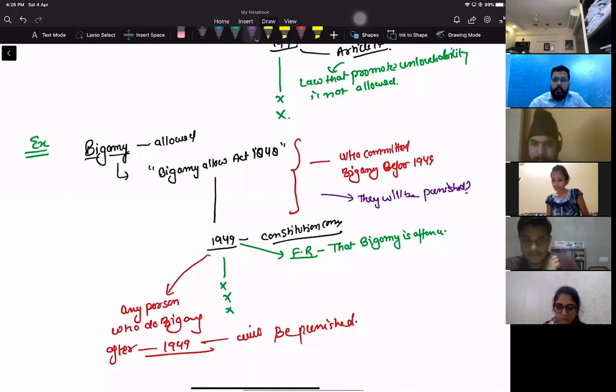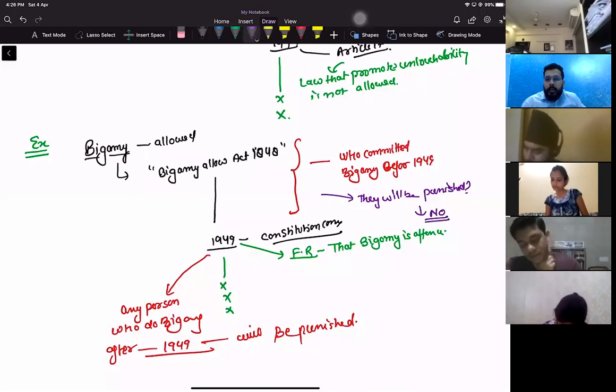क्या इनको भी पनिश करना पड़ेगा? Will they be punished? Answer is no. They will not be punished. Because after 1949, Article 13 clause 1 has a prospective effect.